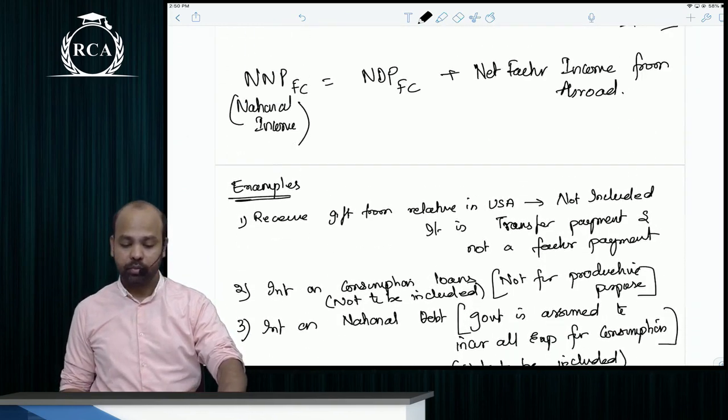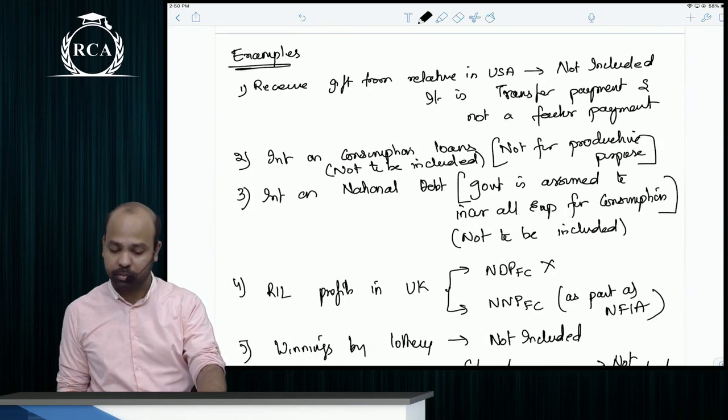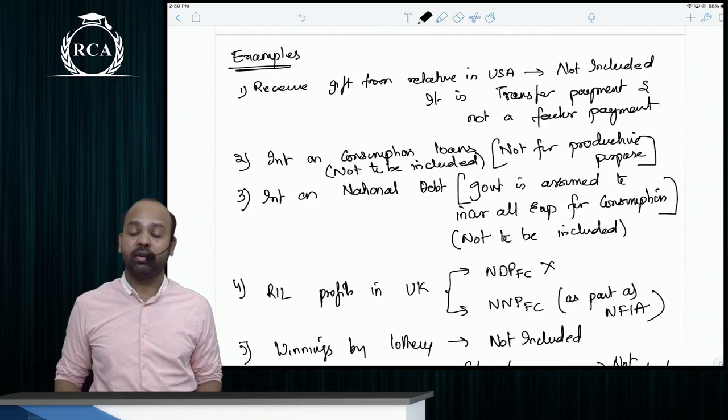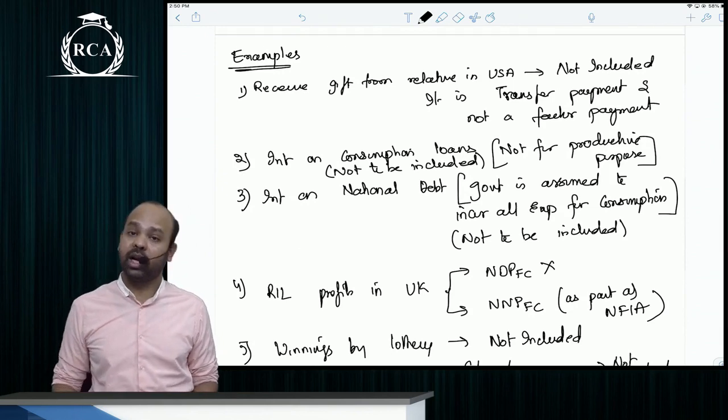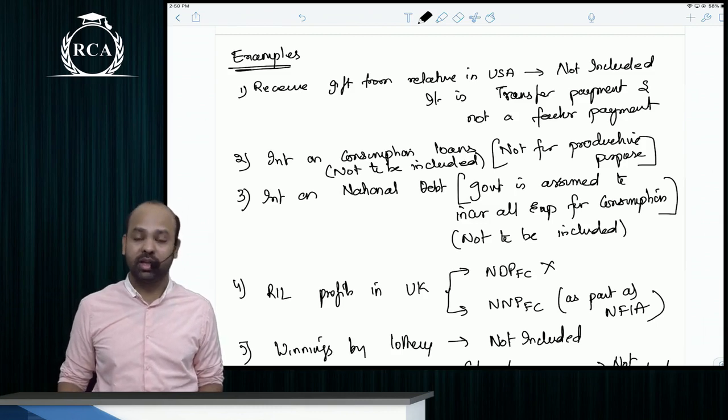Okay sir. Then you compute net national product, because this is domestic product. You add net factor income from abroad. If you are receiving a gift from a relative in the US, it is not a factor payment, it is a transfer payment, not included in national income. If there is interest on consumption loans, say you've taken a house loan and you're paying interest, not included.